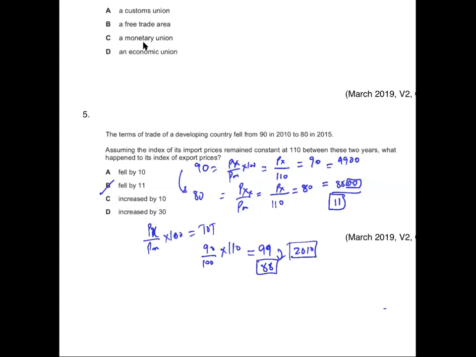So why will we not take the zeros in the answer? Well, the formula is PX over PM times 100. If you use the whole formula, I should have divided this by 100, and this should also be divided by 100. That's why it's not done properly here, and this is done properly. PX over PM times 100 is equal to terms of trade. So it fell by 11. That's the right answer. Let me show you another question quickly.